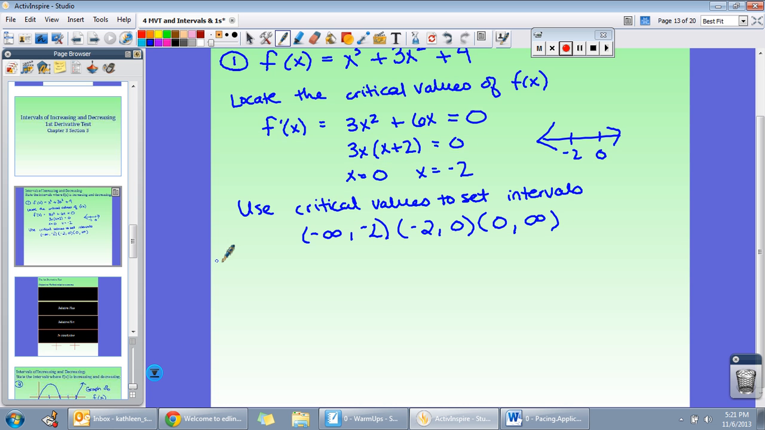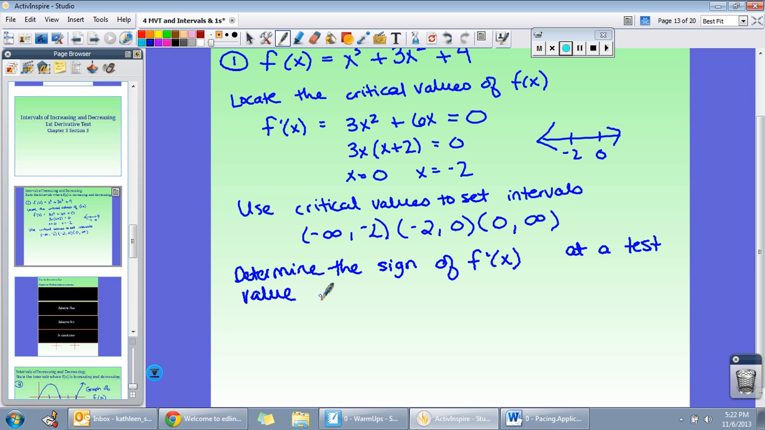The next thing we're going to do is determine the sign of f prime of x at a test value in each of the intervals. So a good test value from -infinity to -2 might be something like -3. A good test value between -2 and 0 might be -1. And a good test value between 0 and infinity might be 1.